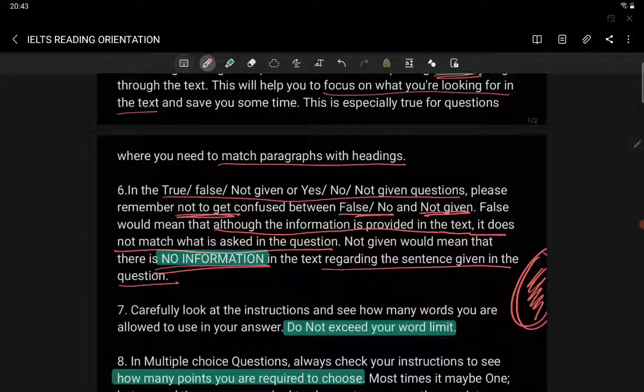Not given would mean that there is no information in the text regarding the sentence given in the question. Now, I've given you a simple example. Over there, the questions are generally tricky, so please keep your mind open. Don't get carried away. If some information is not mentioned, it is not given.